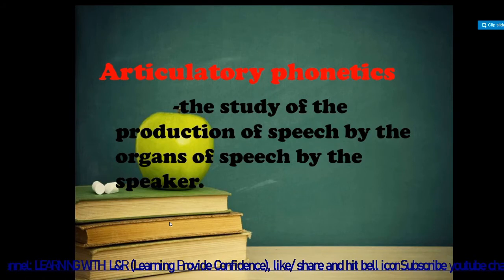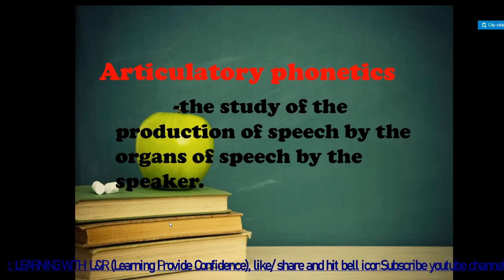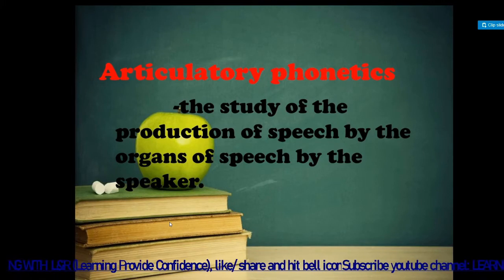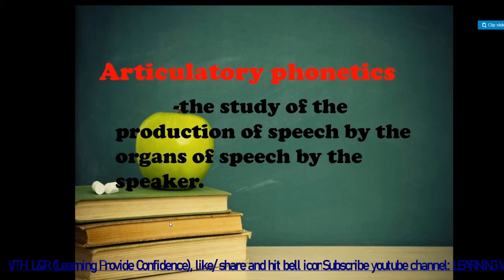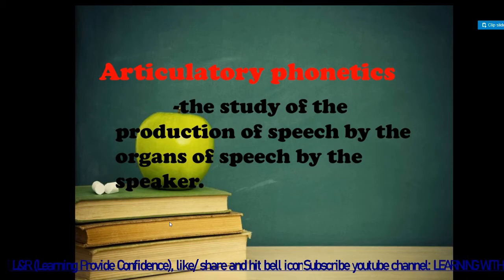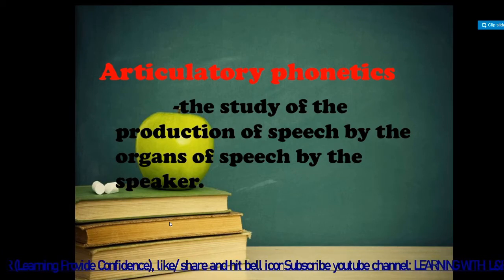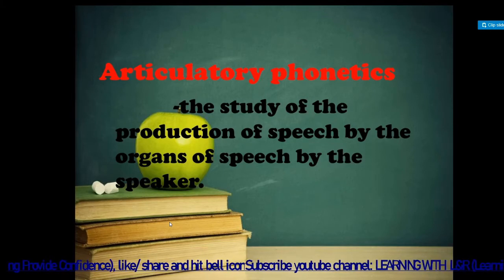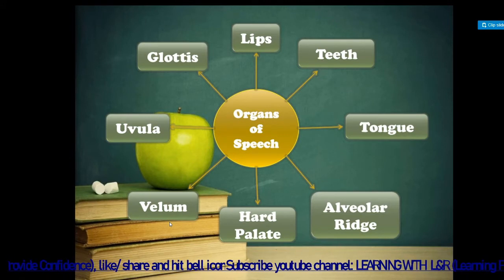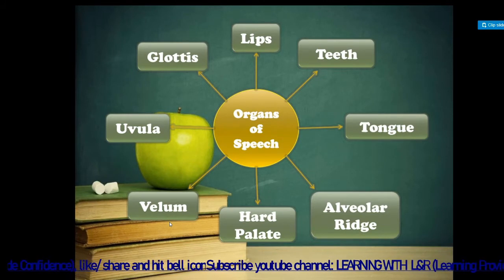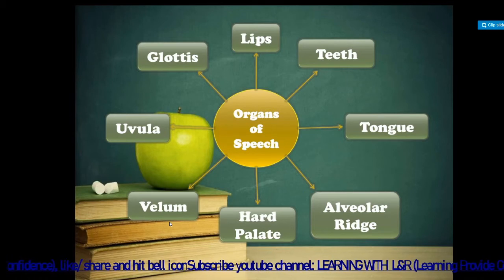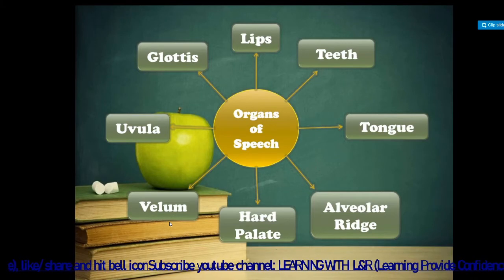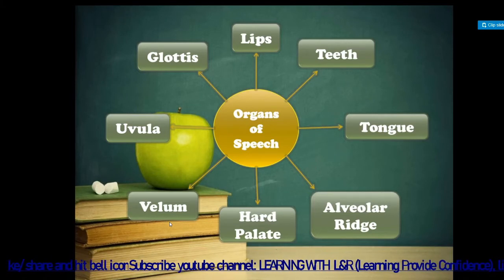When we speak, we produce sound, and our organs of speech help us. And which part of the organs of speech helps to produce the sound, that is related to articulatory phonetics. These are the organs of speech. First one is lips, teeth, tongue, alveolar ridge, hard palate, then velum, then uvula, and glottis.